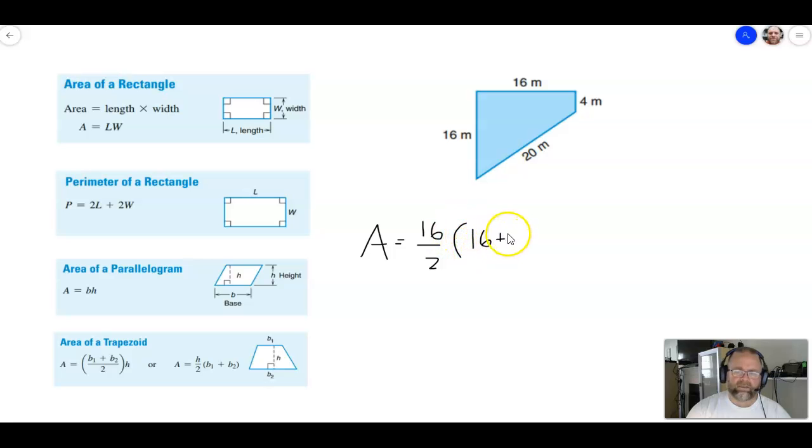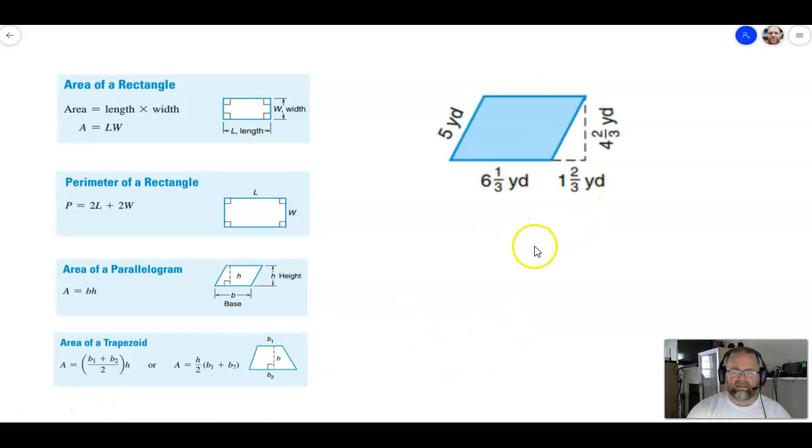16 plus 20, excuse me, plus 4. I was thinking ahead here. So this is going to be 8 times 20, which is 160. 160, and this would be meters squared because we're talking about area here.